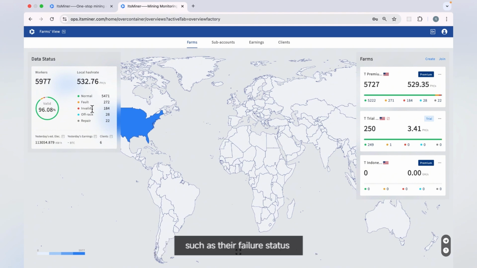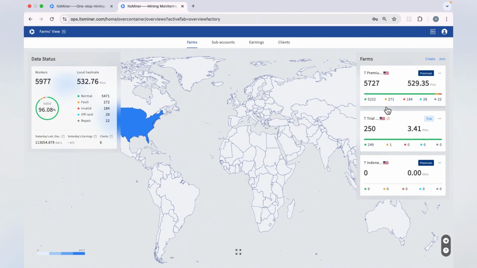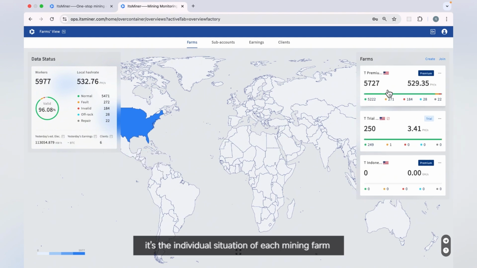such as their failure status, the number of invalid miners, how many miners are offline, how many are under maintenance, and their total revenue, as well as the number of clients. Then on the right side, it's the individual situation of each mining farm.